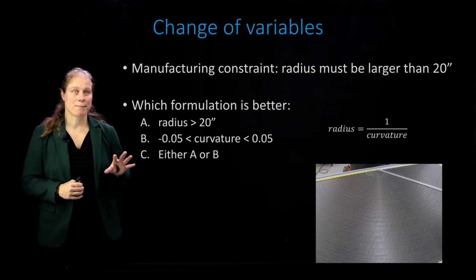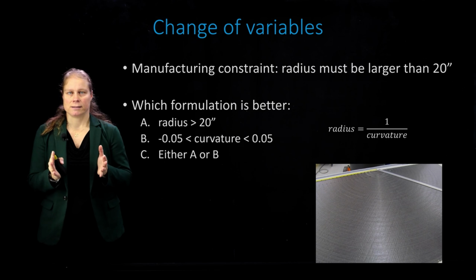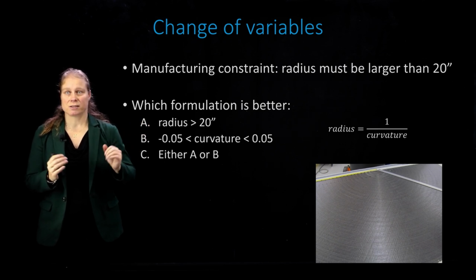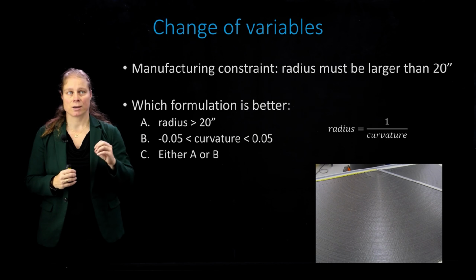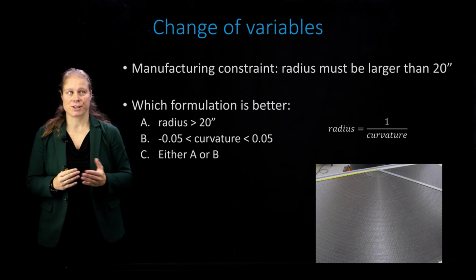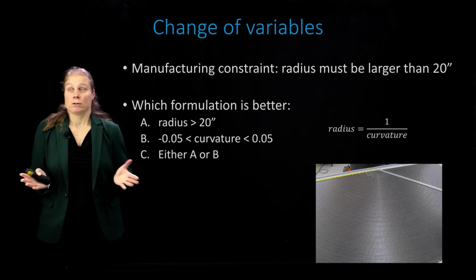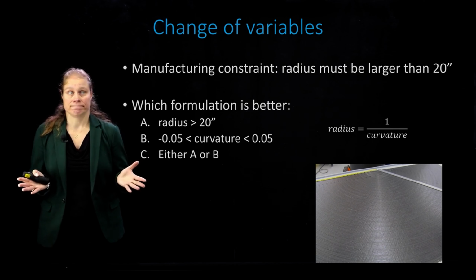Now, if you look at the mathematical formulation of your optimization problem, my question is, which of these formulations is better? Are you going to say your radius has to be larger than 20 inches? Or, knowing that radius and curvature are the inverse of each other, we're going to say that curvature has to be between 1/20 and minus 1/20. Or do you say it doesn't matter?